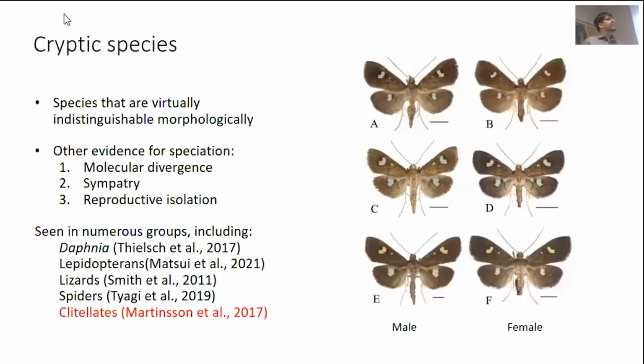So with that, let's start with cryptic species. What is a cryptic species? Well, a cryptic species is a species that is virtually indistinguishable morphologically from another. With these moths over there, male on the left, female on the right, going down the rows there are 3 different species. If you look at those without really thinking about it, they all look relatively the same.